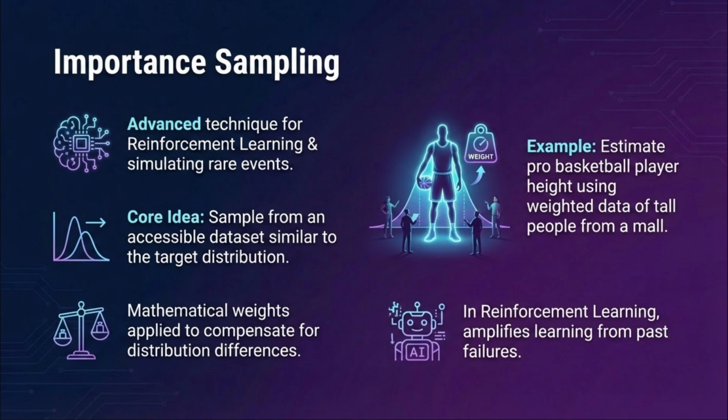If you can't access the exact data distribution you need, you sample from a similar dataset you do have and apply mathematical weights to compensate for the difference. For example, if you want to find the average height of pro basketball players but can only measure people at a local mall, you would heavily weight the data of anyone over 6 feet tall to mathematically pull your results closer to reality. In reinforcement learning, models use this exact trick to heavily amplify the learning from their past failures.